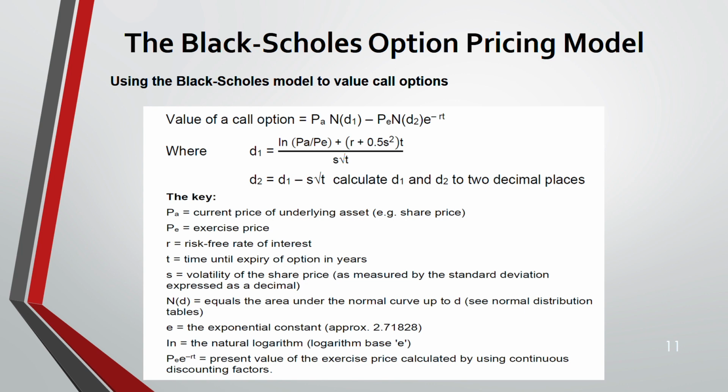s is the volatility of the share price, or another term is standard deviation. Then N(d), you need to use the normal distribution table. I will show you what this normal distribution table is, how it looks like, how to use the table also. e is the exponential constant, 2.71828. In the calculator, e is there, so you can just directly use e. Or if you want to use the value, you can use 2.71828. But better to use e. Then the logarithm, the natural logarithm, the logarithm base is e. Then we have PE into e to the power minus rT, the present value of the exercise price, calculated by using a continuous discounting factor. If you're not understanding this, leave it aside. Through the question I will show you, you will understand better.